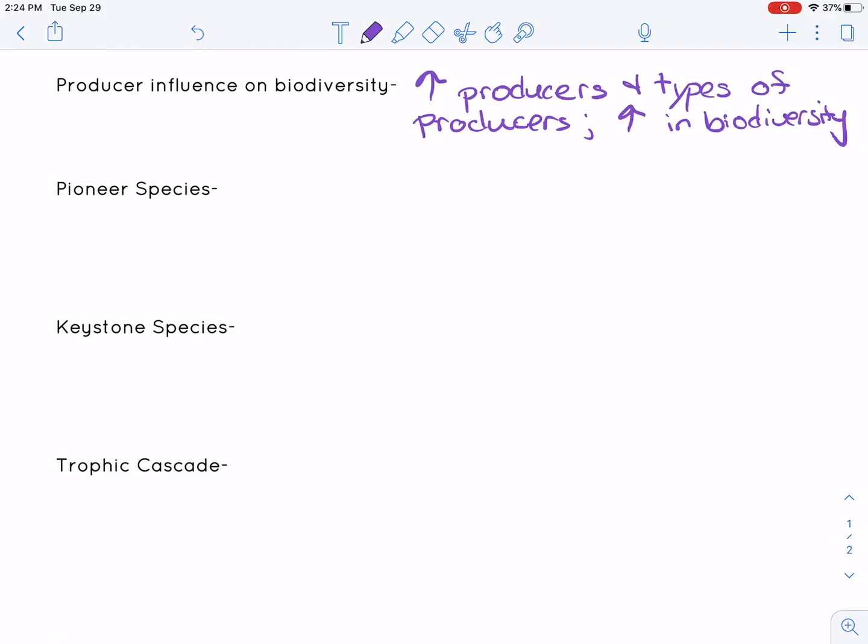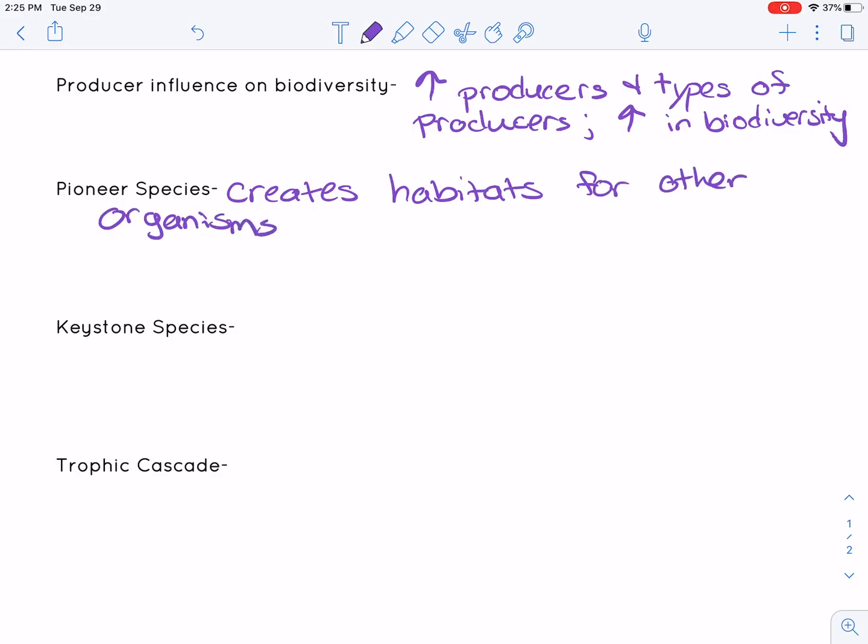Another definition that we're just going to talk about briefly that can affect biodiversity is what we call a pioneer species. A pioneer species is an organism that creates habitats for other organisms to live in. And Mrs. Ronstadt's favorite example, because they're her favorite land aquatic animal, which is a very specific category of organisms, is the beavers. Beavers create dams, right? They build dams.